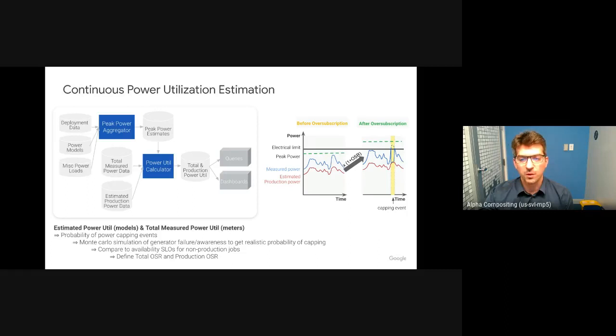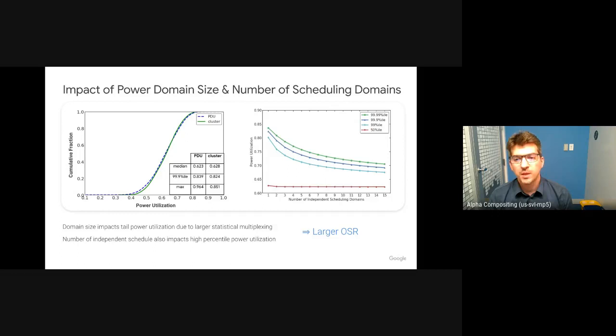Increasing the power domain size makes power utilization cumulative distribution curves sharper. Essentially, it reduces the observed power utilization at the tail. Moving the choke point from the PDU to the cluster level reduces the max power utilization by 10%, as you can see on the figure on the left. At lower percentiles, the delta is smaller.